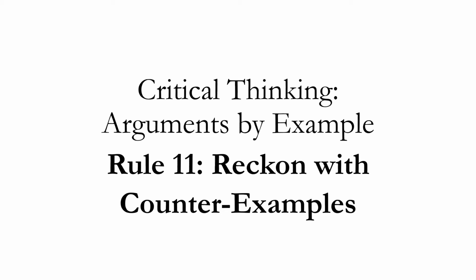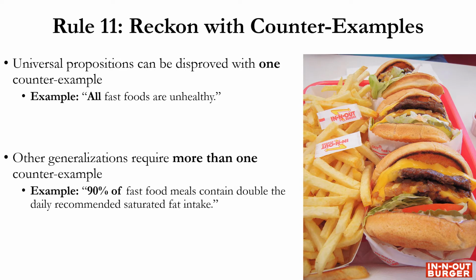Critical Thinking Rule 11. Reckon with counterexamples. This rule is about dealing with counterexamples to generalizations made by an argument. Universal propositions of the form "all x are y" can be disproved with one counterexample. That's all you need because the generalization is supposed to apply to the whole population, all members of the group.